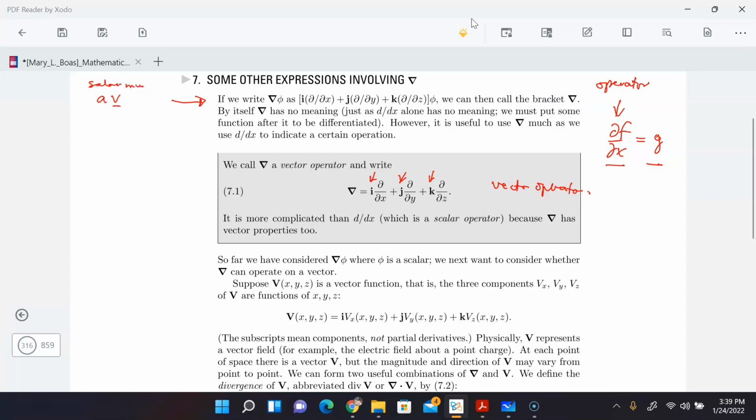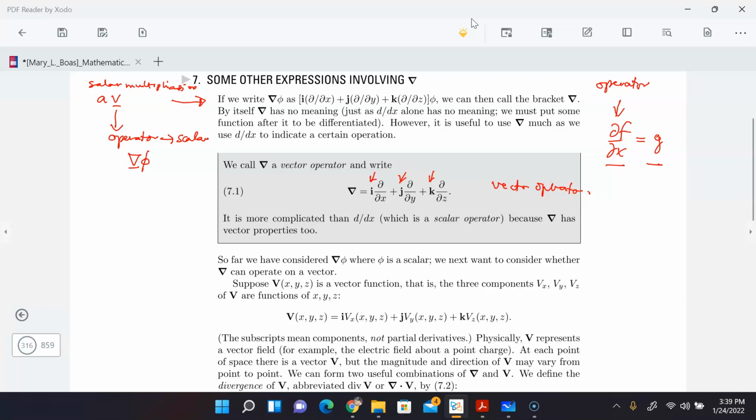But now, since this is now an operator, and you want to apply it on a scalar, the ordering is slightly different. So the ordering here becomes gradient of phi. That is the one that we have seen, the gradient of a scalar function.